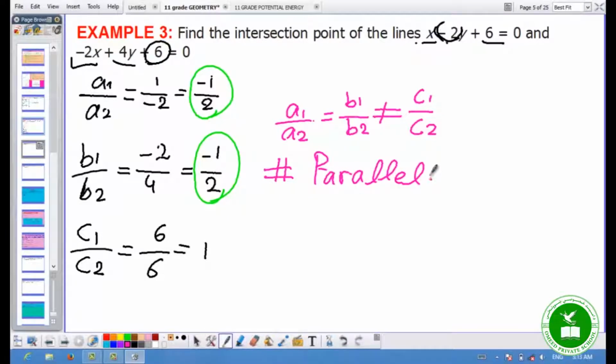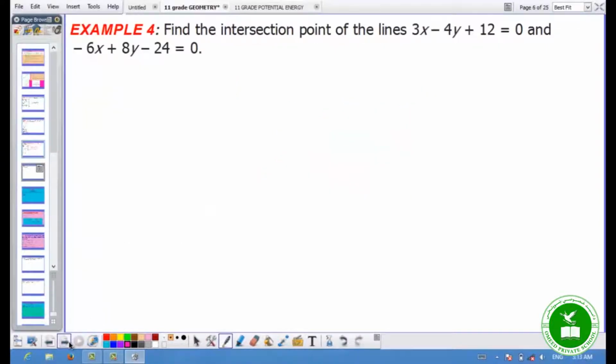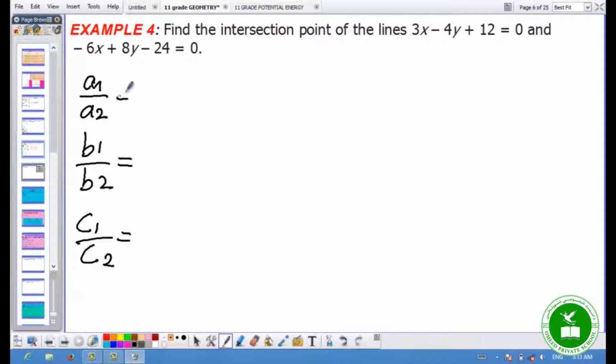Okay? Now let's continue and see some more examples. Example number 4. Again, they are asking for the intersection point. Again, let me tell you that we cannot say anything about their intersection points if we do not check their geometrical relationship. So let's check it. a1 divided by a2, b1 divided by b2, c1 divided by c2. We should check these ratios. a1, the coefficient of x in the first equation, is 3, divided by a2, the coefficient of x in the second equation, which is minus 6. Finally, it is minus 1 over 2.